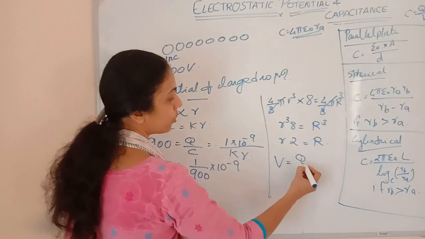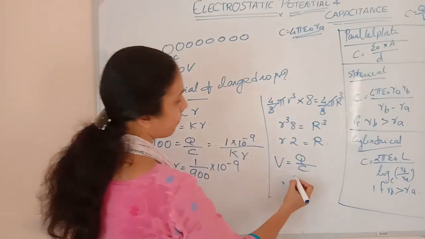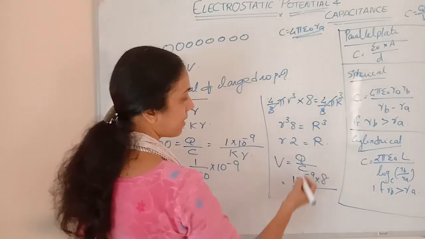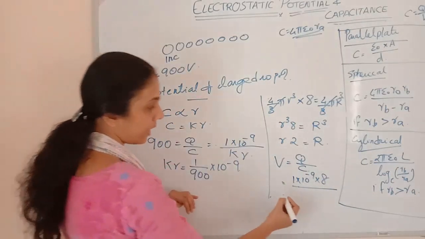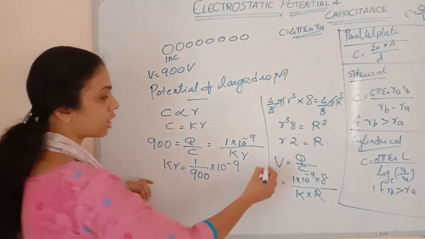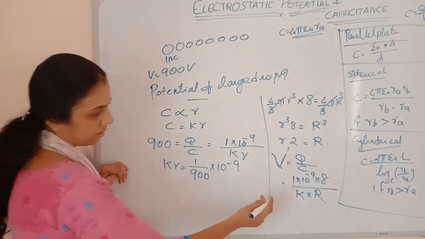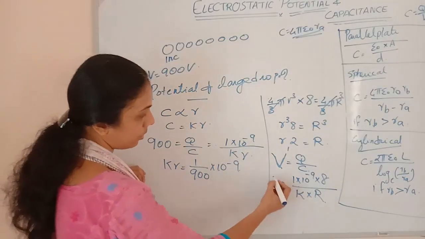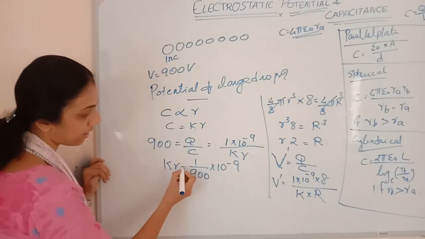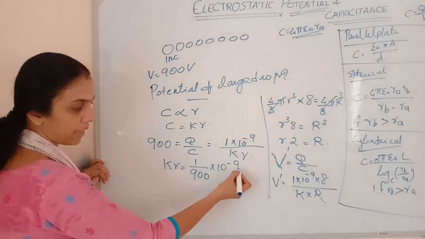Now we can find the value of this large potential. V is equal to Q by C. How can we find Q here? Q is 1 into 10 to the power minus 9 into 8, divided by C, which is proportional to radius, so K into capital R. This is the large potential, or we can write it as V dash. We need to find V dash. So K into small r equals 1 by 900 into 10 to the power minus 9, right?